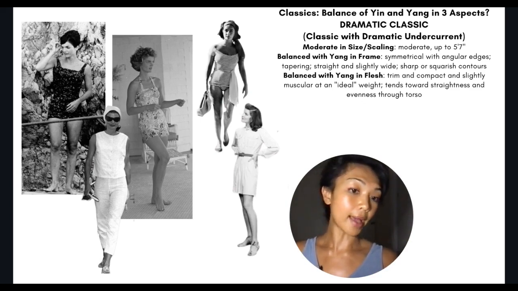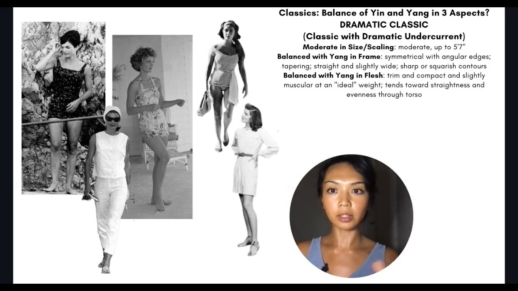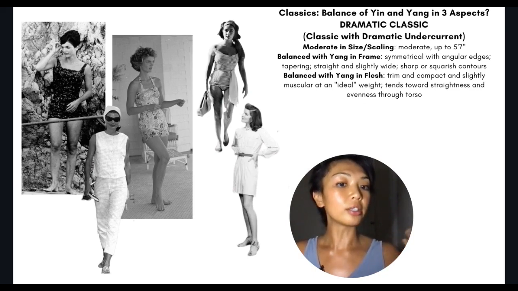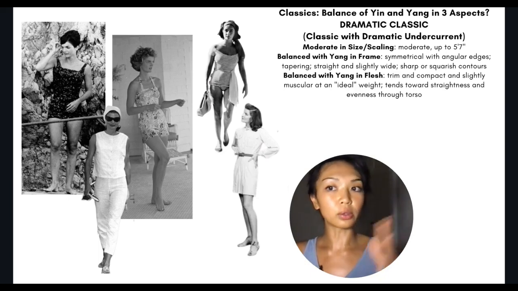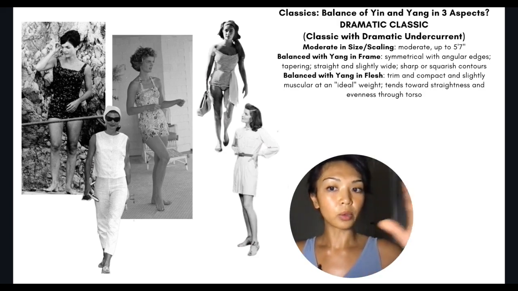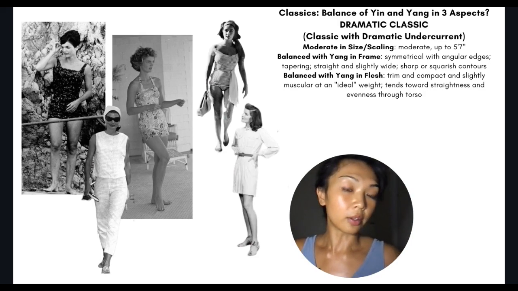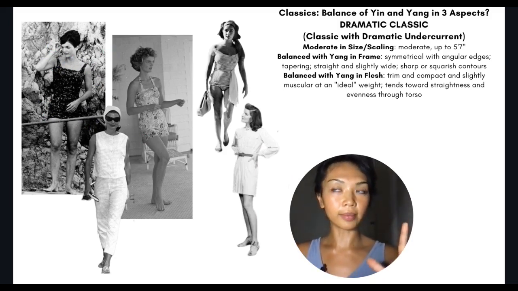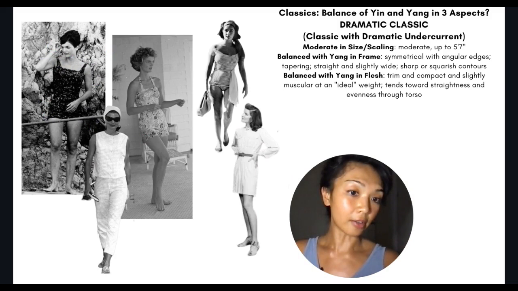The frame is balanced with extra yang, so still moderate, but now you're seeing more of that yang, angularity, tapering, sharpness. You'll also see a good deal of squarish contours somewhere along their face or body, and they tend to have a little bit of straightness and maybe slight width, especially throughout the hips or their shoulders, or a bit of the rib cage, which you can really see on Jackie. Great example. But this width is more angular, not the soft width of the soft classic.